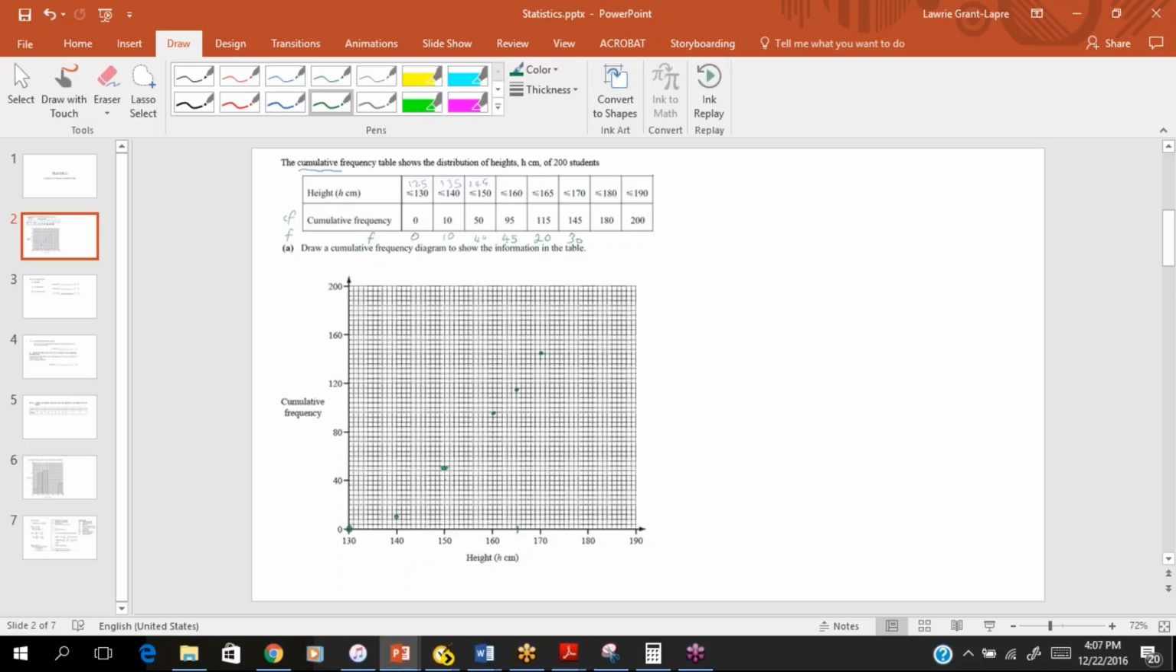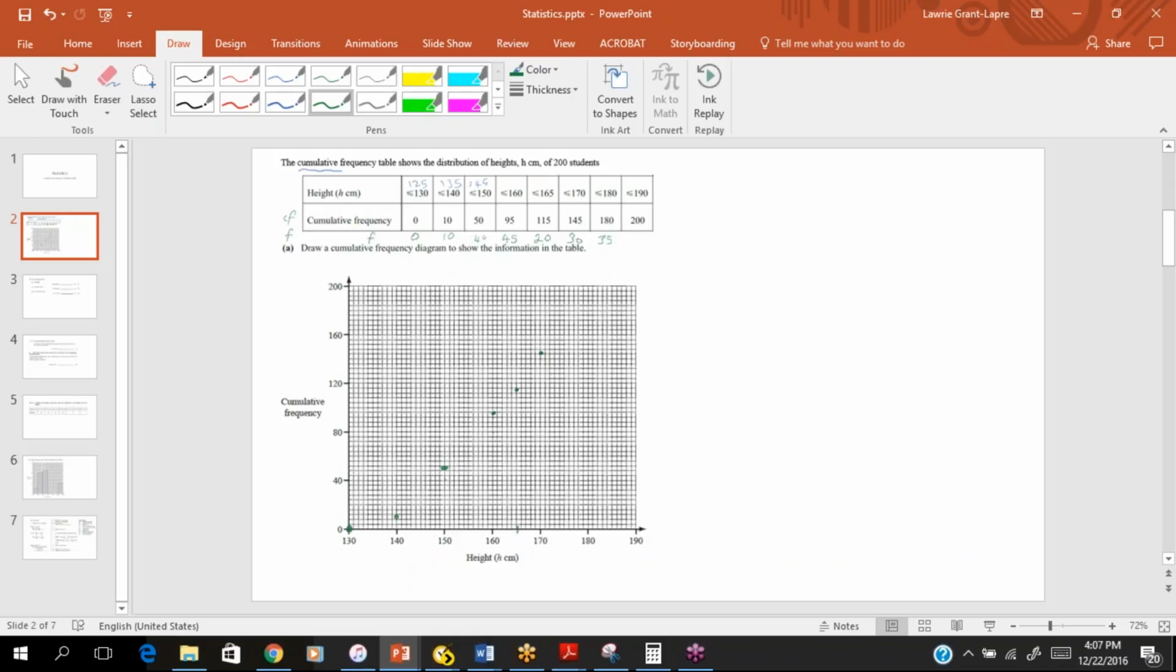145, that should be 148, 152, 156, and 160. Yeah, that's correct. Good. Now we've got another 35 students to get up to 180. So under 180 centimeters, we have 180 students.